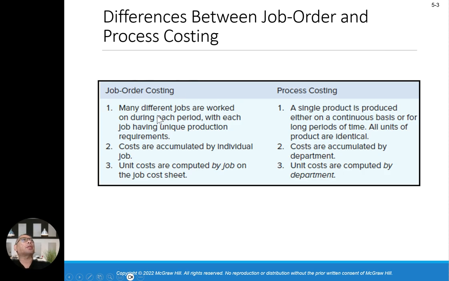Job order costing has many different jobs that are worked on during each period, with each job having unique production requirements. Costs are accumulated by individual job, and unit costs are computed by job on the job cost sheet. While process costing is a single product that is produced either on a continuous basis or for a long period of time. All units or products are identical, and costs are accumulated by department. Unit costs are computed by the department.